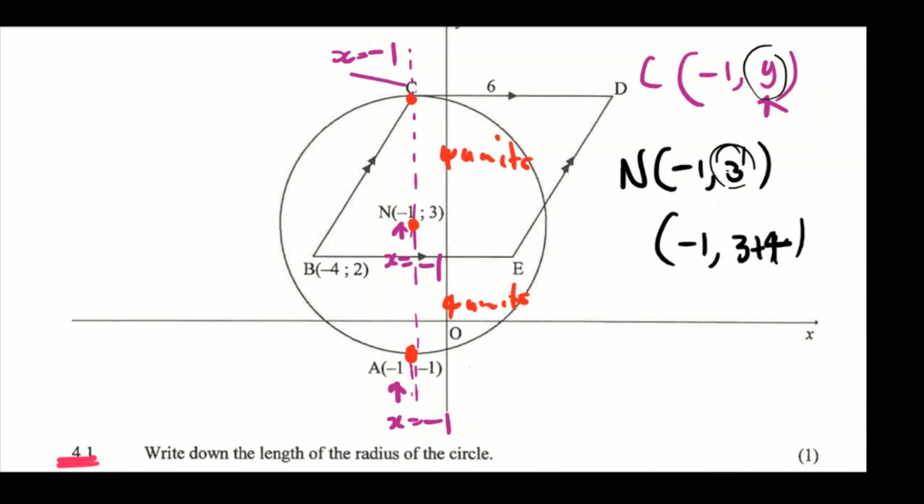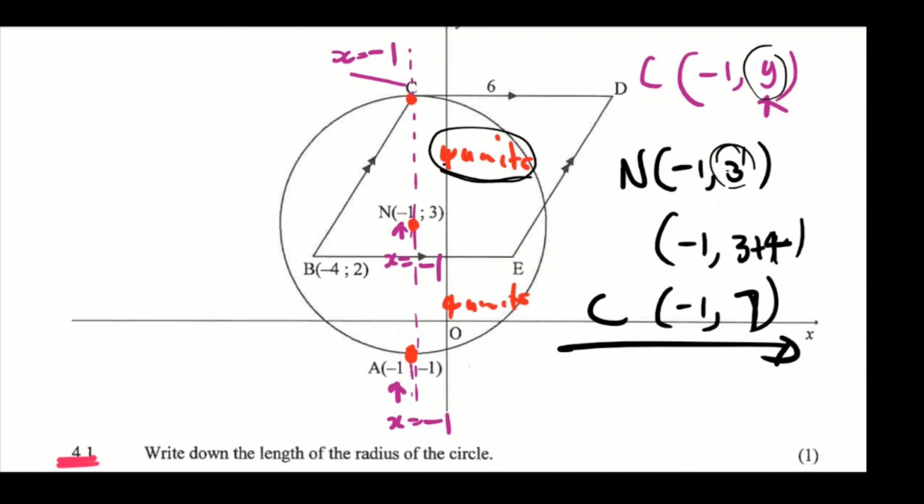Because why am I saying 4 units up? It's because of this distance of the radius, right? It's 4 units. So you can simply say 4 units up, which would give you minus 1 and 7. So that would be the coordinates of C, which is minus 1 and 7. Hope you understood. If you didn't, please ask in the comment section. So we now know the coordinates of C.